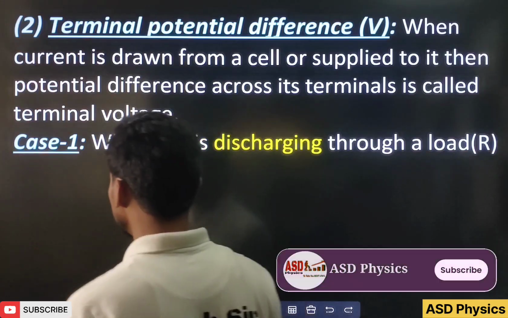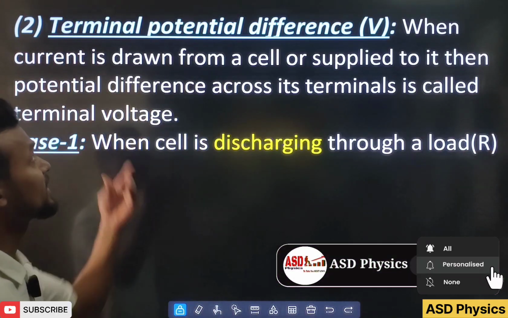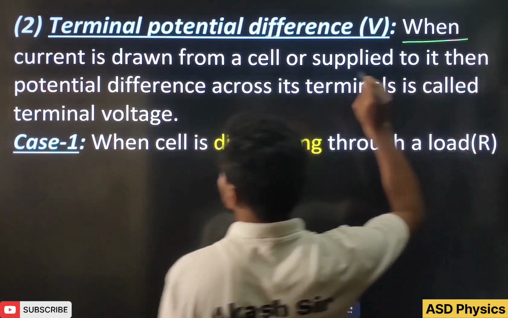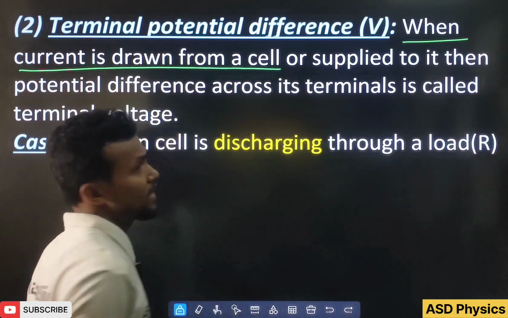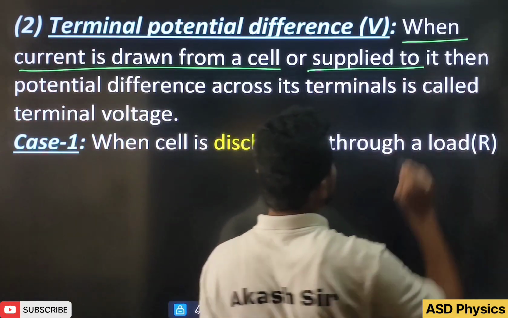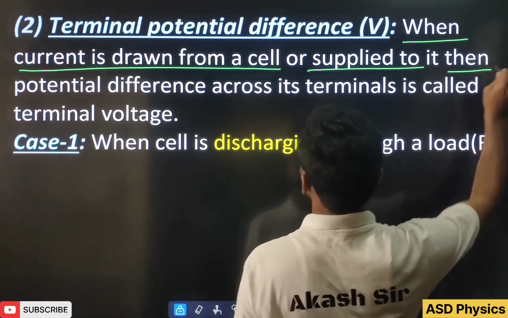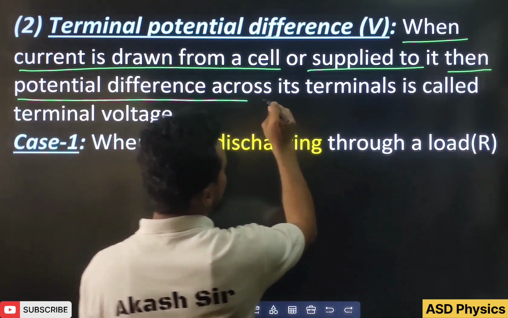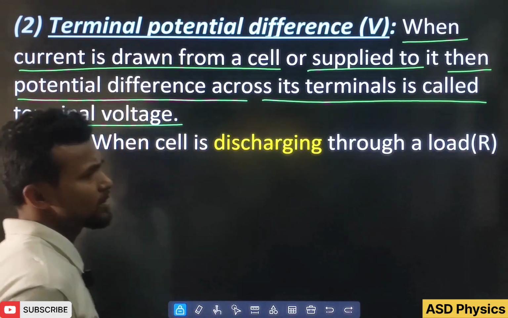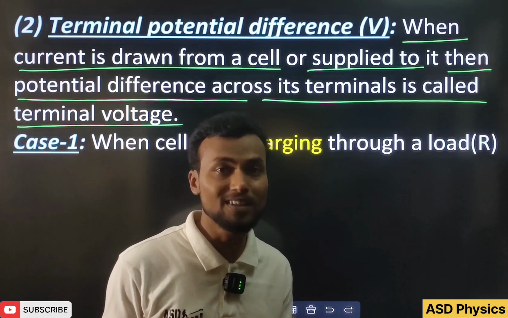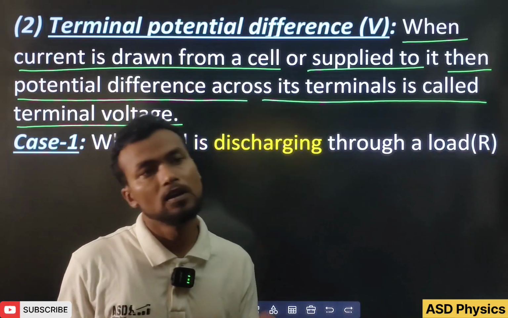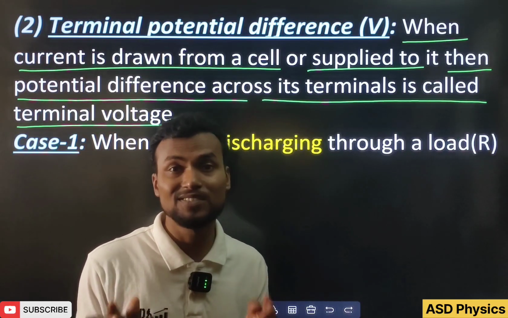Okay, great. Now students, we are going to see the most important thing, and that is the terminal potential difference V. Okay, so see here, when current is drawn from a cell, that means in this situation it is discharging, or current is supplied to it, then the potential difference across its terminals is called a terminal potential difference, or in short form terminal voltage. Okay, so now friends, multiple cases are there. We will see discharging, charging, open circuit, short circuit. Okay, so all these cases we are going to see one by one.